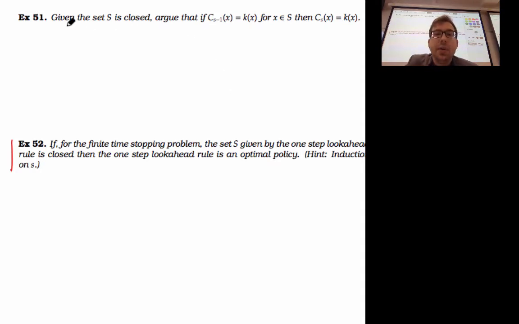Okay, so first we're going to show that given the set S is closed, okay, that if for the problem with S minus one steps the optimal cost function at x is equal to k of x for all x, then it's also true for the problem with S steps instead. Okay? So it's sort of an induction argument. We're saying, if for the problem with S minus 1 steps it is optimal to stop at x, then it must also be true for S. Okay? So let's show that.